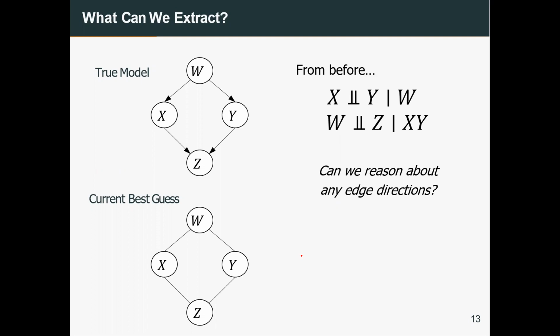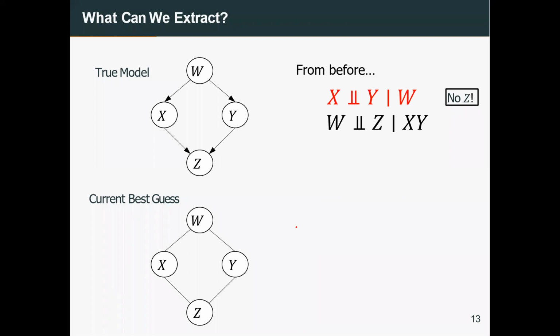So can we say that X goes to Z or Z goes to X? The key here is that we want to reuse these independent statements and ask about the variables that are not there. In particular, for this first independent statement, we know that X and Y are going to be independent if we're given W. And most notably, Z is not in this independent statement.